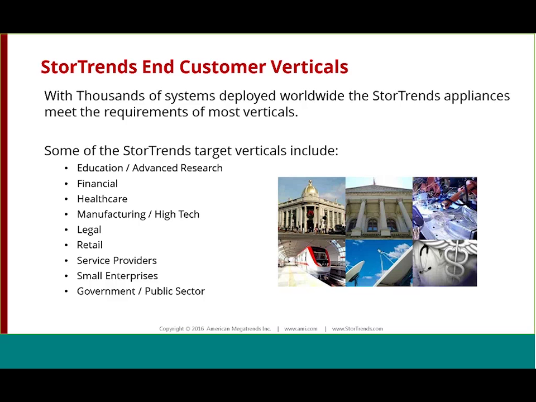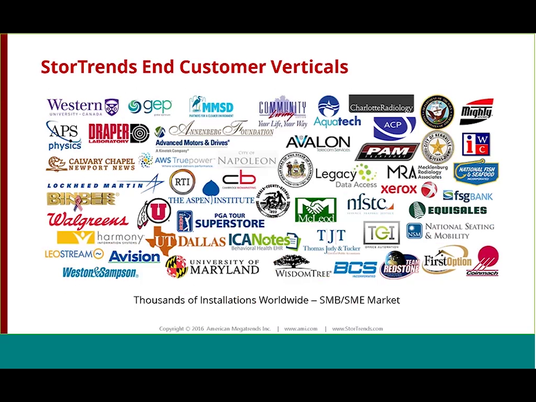These appliances have gone into all different types of verticals, from education, advanced research, financial, healthcare, manufacturing, high-tech, legal, retail, service providers, small enterprises, government, both public, state, federal, private sector. You name it. There's not a specific niche that we fit into. Where our boxes fit is anyone looking for just a few terabytes up to a 500 terabyte realm, which is our sweet spot. Centralized storage, backup storage, disaster recovery storage. Those are our specialty points that we meet for any of these verticals.